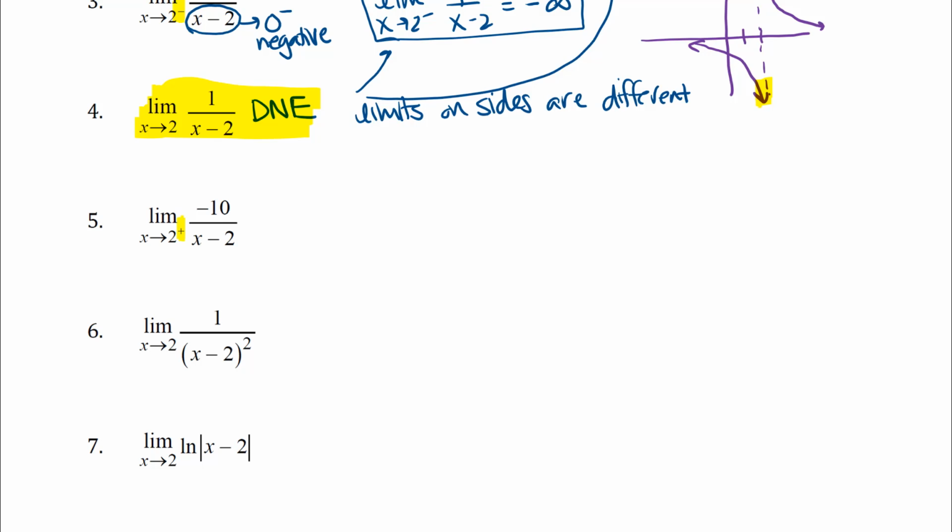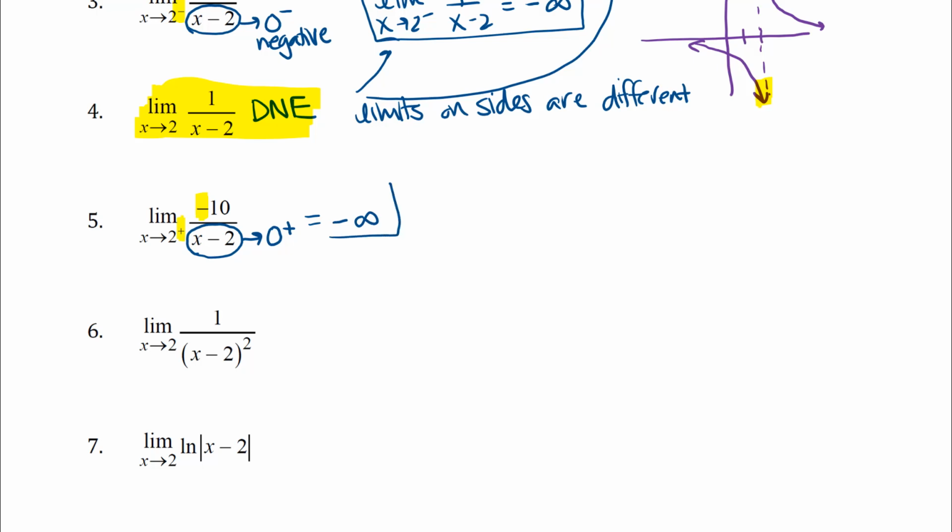All right, for number 5, it's similar to the function that we were working with before, but we just have a different numerator. So I'm going to think about substituting in values of x that are slightly bigger than 2. So this denominator will be approaching 0 from the positive side. The denominator will be positive, but close to 0. And then when I take negative 10 over that, I'm going to get a number that's large in size, but because of the negative in front of the 10, I'm going to be getting negative values. So this limit is equal to negative infinity.